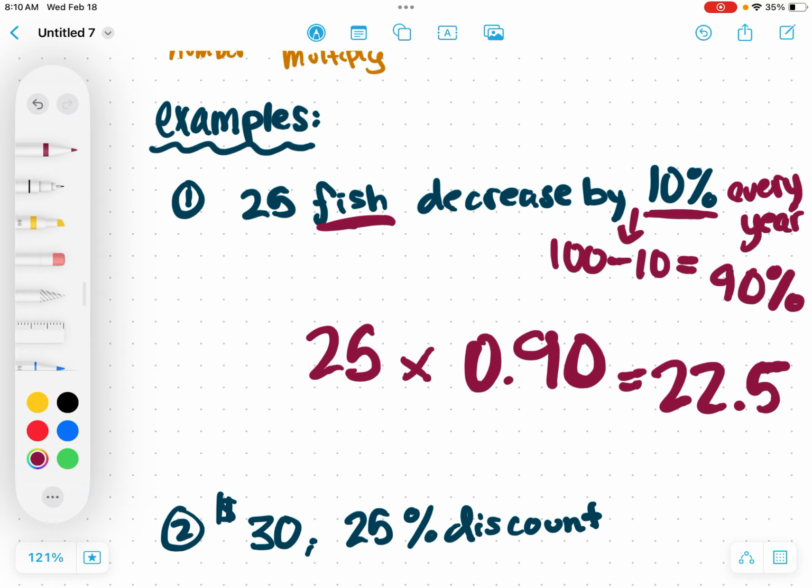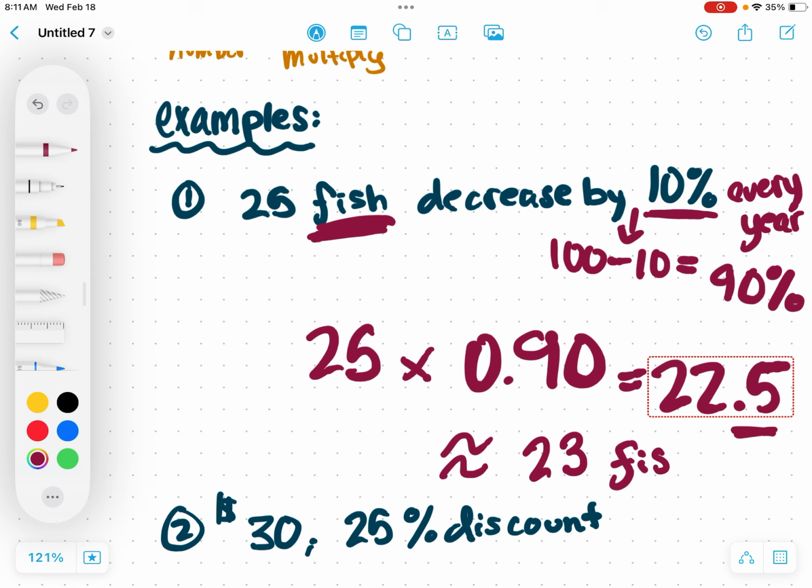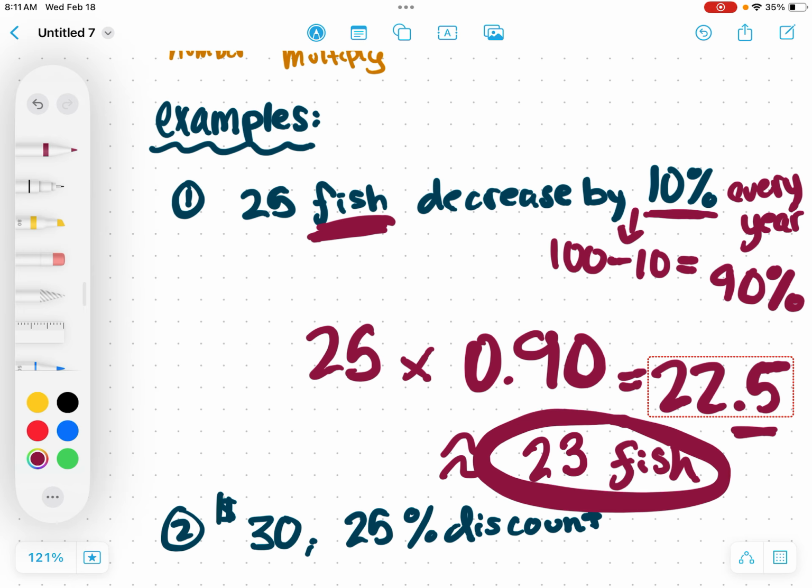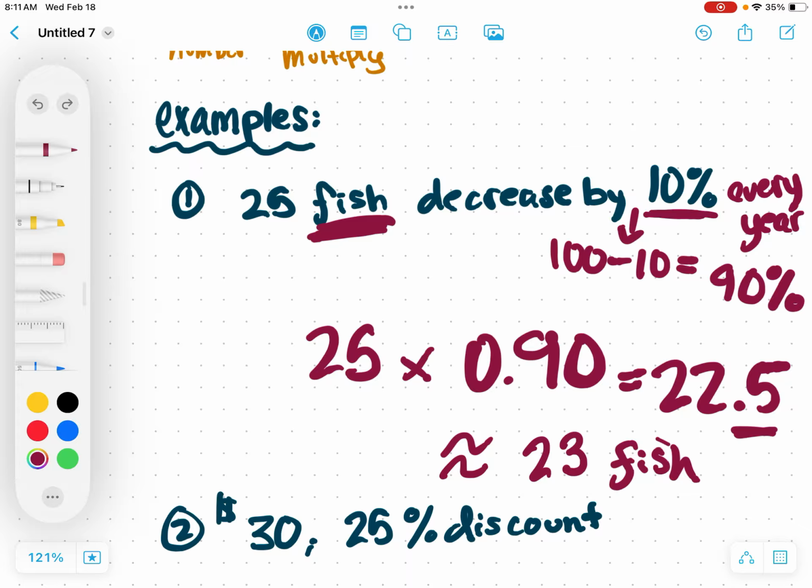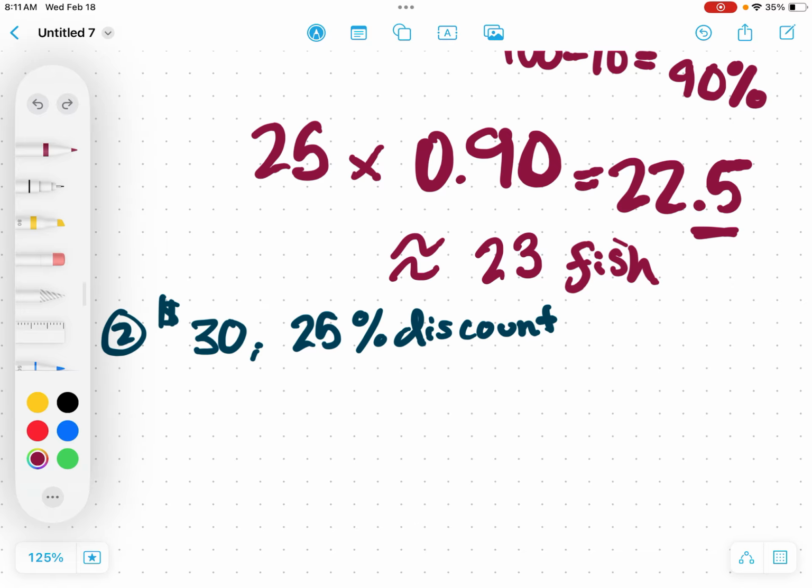Because I'm talking about fish, I can't have half of a fish, so I'd probably say about 23 fish. We have about 23 fish. If this was talking about dollars, you could just leave it as 22 and 5/10.